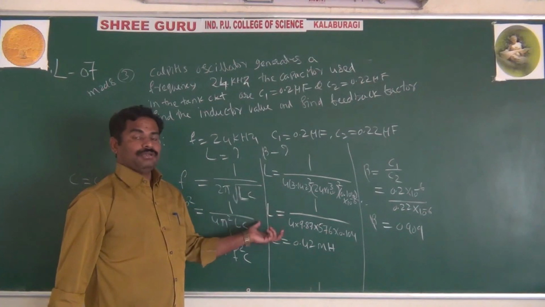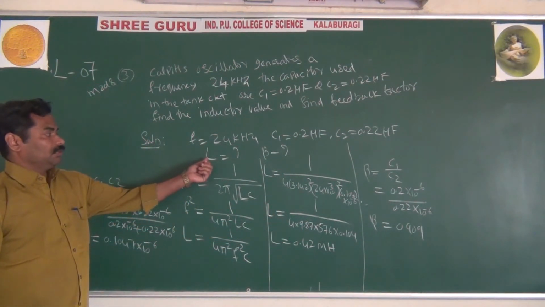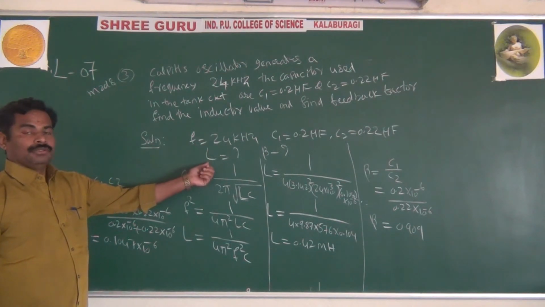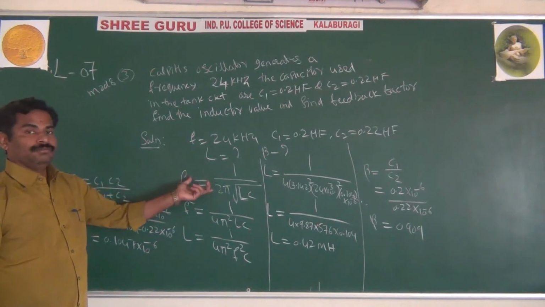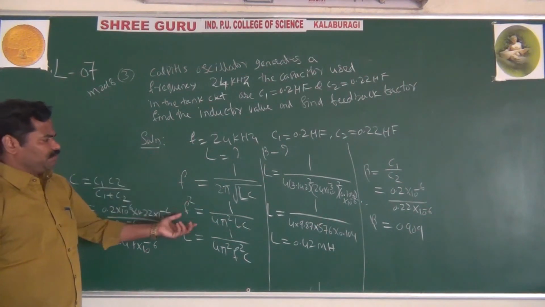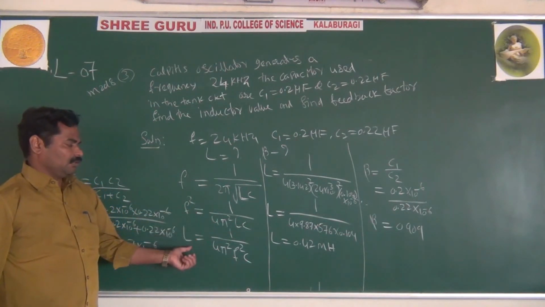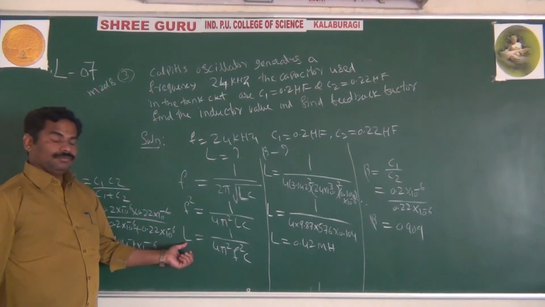This type of question they will ask in the exam, because it is somewhat complicated: they give you C1, C2 and also the frequency, and you have to convert to the real value. This is a different type of problem. This was asked in your March 2018. It is very simple, but you have to cross multiply, and first convert to the real value.